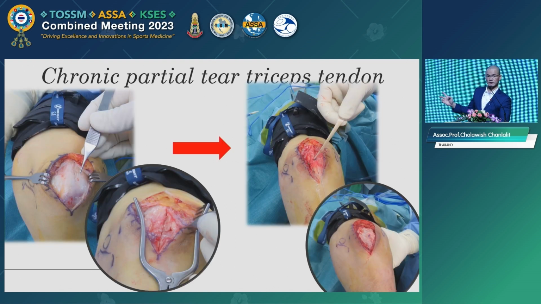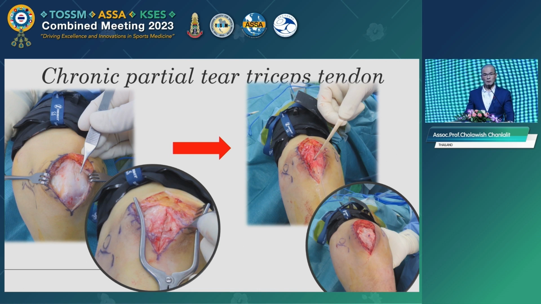This is another case. This is a weightlifter. His arm is bigger than my arm. Very strong man. He used to have an olecranon spur, and he went to another hospital. They made a mini incision and cut and removed that bone spur. And after that, he had weakness on extension, and also pain at the back of the elbow.